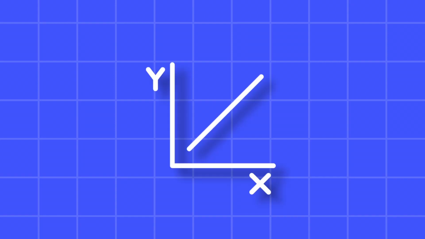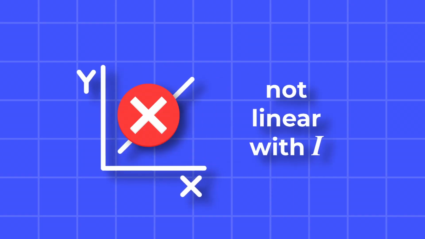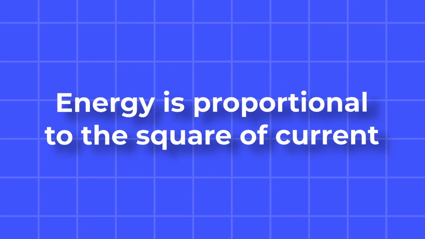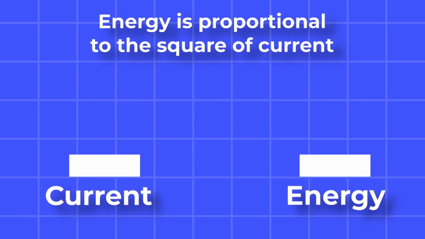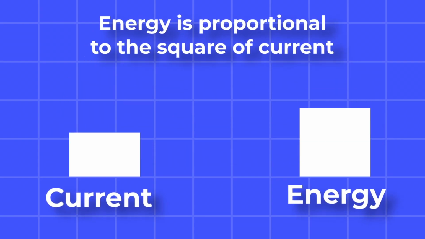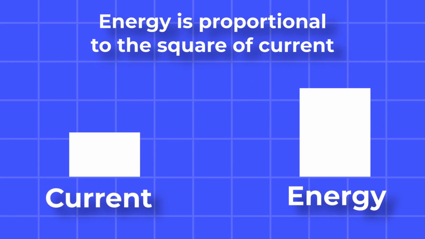Careful! Energy doesn't scale linearly with current. Energy is proportional to current squared. If current doubles, energy becomes 4 times larger, not just double.